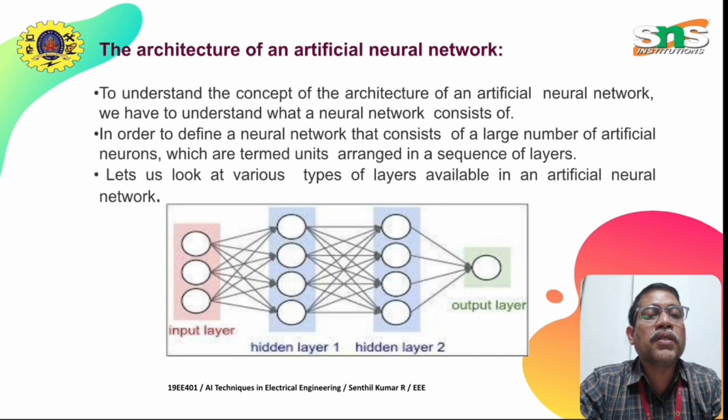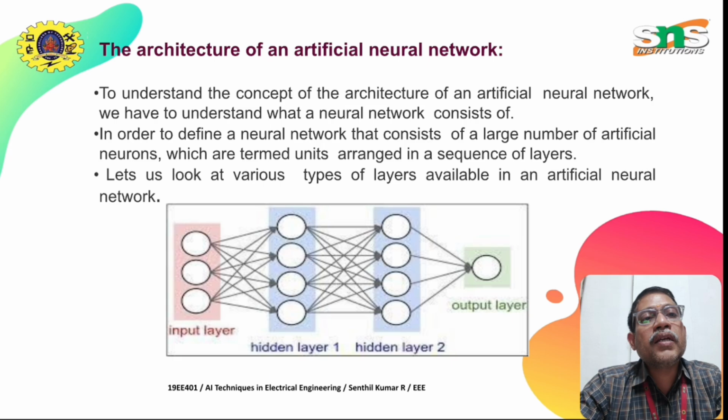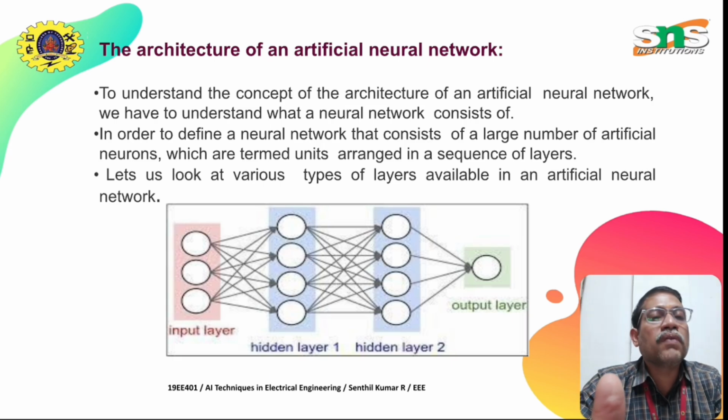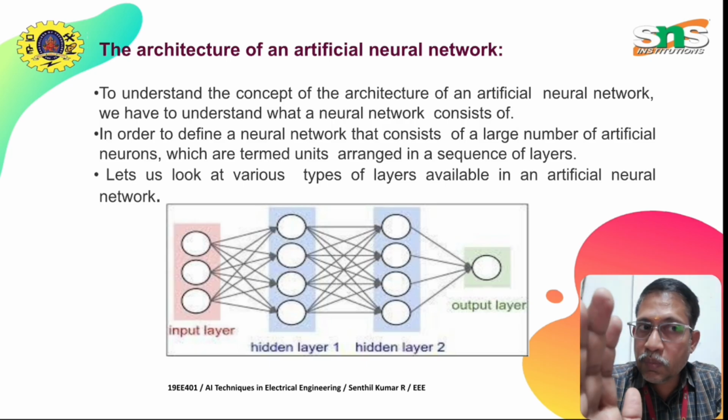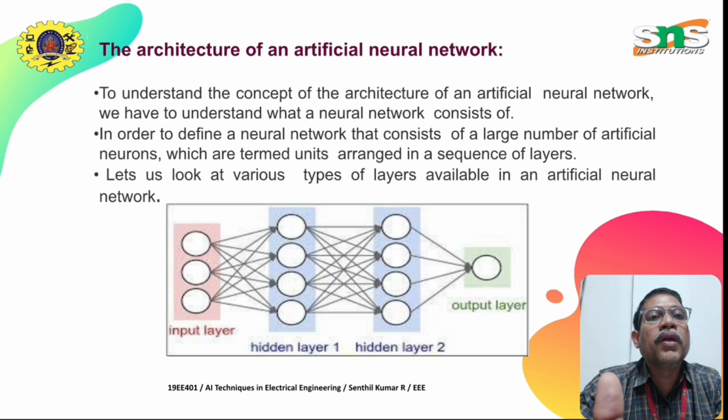Incredible parallel process. See here the architecture. The architecture may consist of a number of layers. One is the input layer, nothing but the dendrites. The output layer, your axon and synapses. And there may be several hidden layers. It may be 1, 2, 3, up to n.